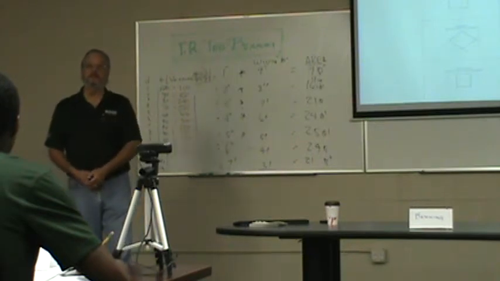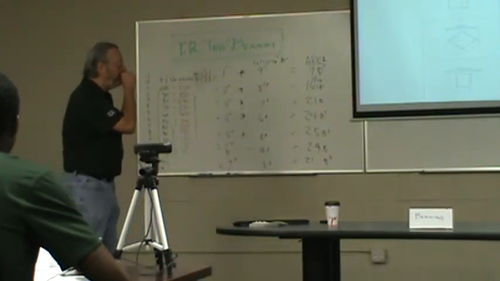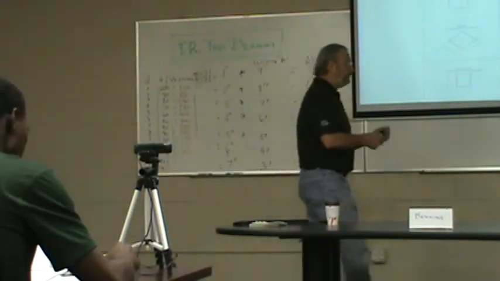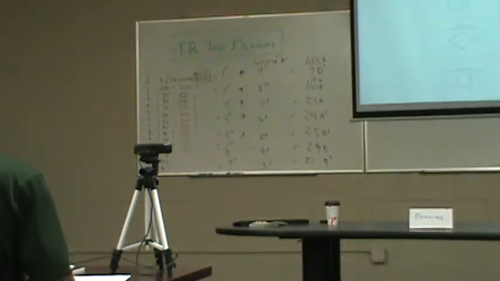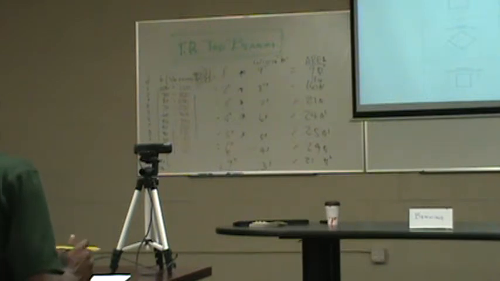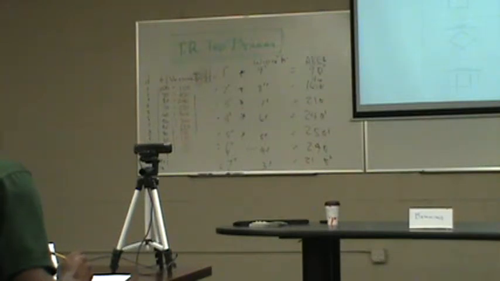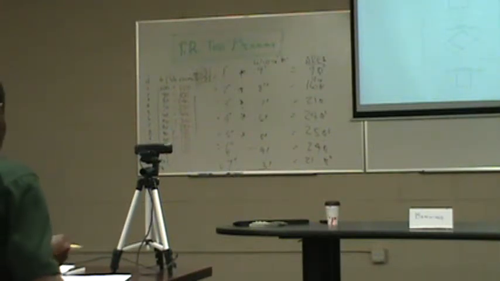Okay, so real quickly, we're going to use these. 1 inch equals 0.08 feet. 2 inches equals 0.17. 3 inches equals 0.25. 4 inches equals 0.33 feet. 5 inches equals 0.42. 6 inches equals 0.50.